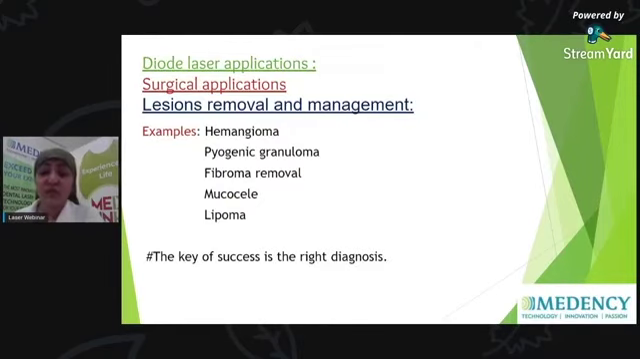Okay, lesion removals and management. The most important thing is the right diagnosis. If you diagnose your case well, you are going to do the treatment perfectly. For example, the hemangioma is full of blood. If you are thinking of treating a hemangioma with the conventional technique, you are going to face much bleeding, and it's not so good for your patient. So if you are using a diode laser for hemangioma removal, it's going to be perfect.